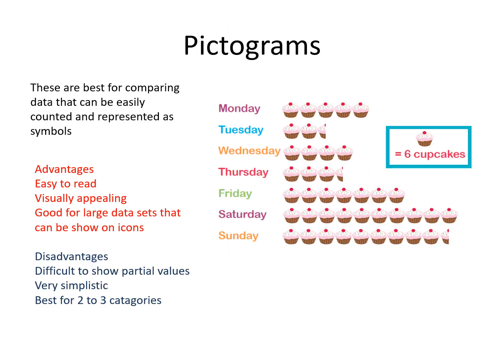Pictograms: lovely, pretty, visually appealing, easy to read, but if you've got a value that's partial, then it's hard to show that. So you've got 3.5 cupcakes for Thursday, 2.5 for Tuesday. Is it a half? Is it a quarter? So, you know, although it's pretty, it's limited. It's best with whole values, and it's best if you stick to just a couple of categories. It is a very simplistic way of showing something.